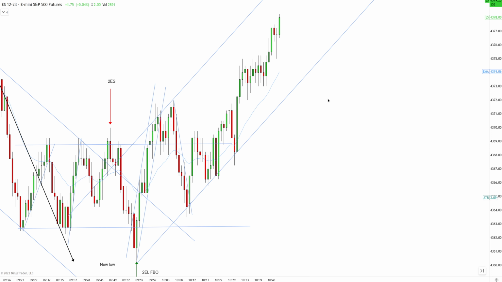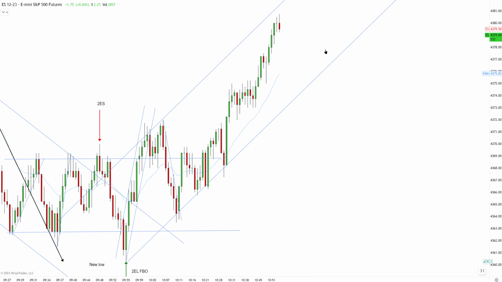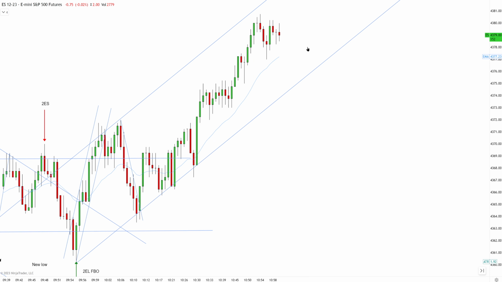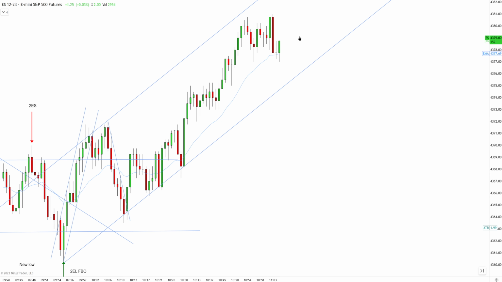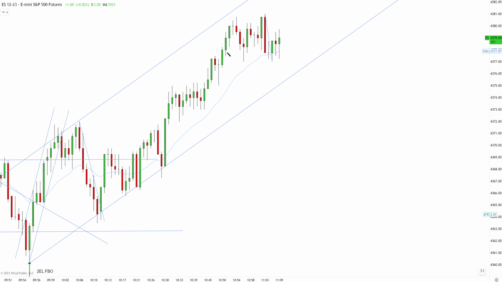This is really nice second from channel. So can I get a second entry long at the EMA? Okay, we have a new high. We are not at the EMA, we cannot take. Okay, we have a first entry long. Can I get a second entry long? And this is very, very tempting.